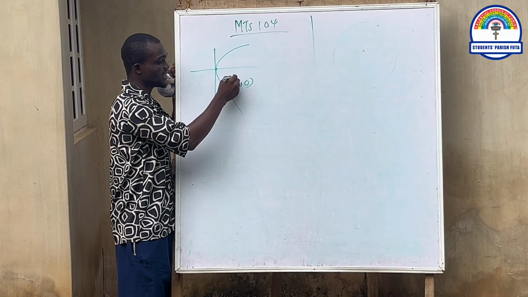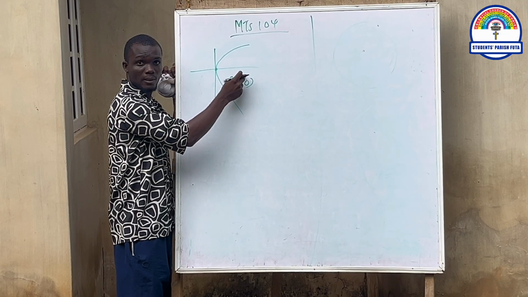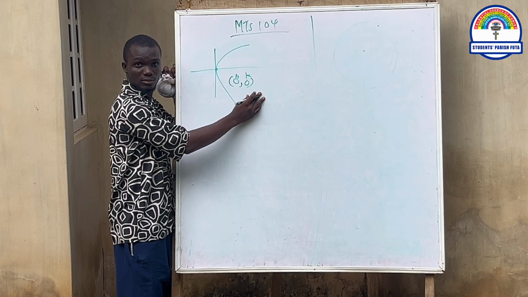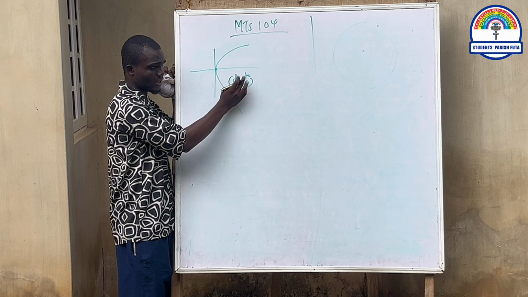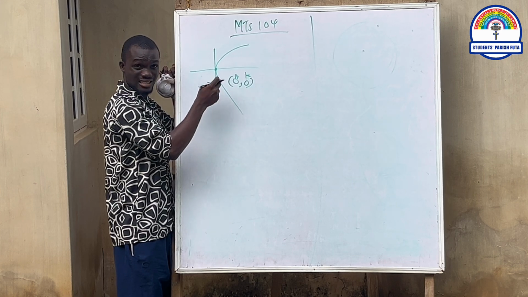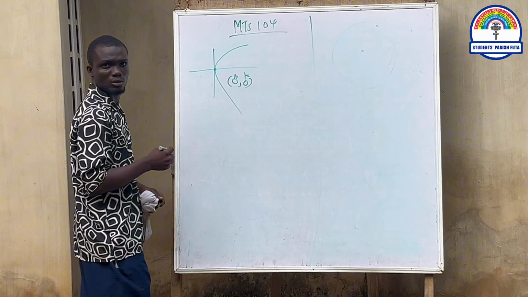So which means this is what? This is our x, this is our y. And this is h, this is k. Do you understand? You know, the horizontal is h, and this one is the vertical, that's k. Alright, let's look at another one.